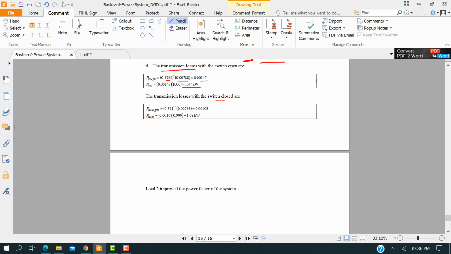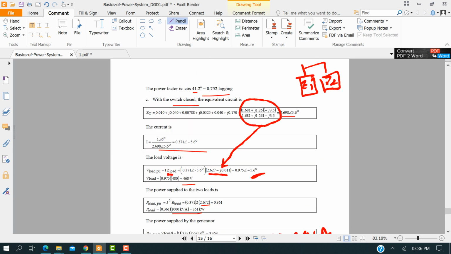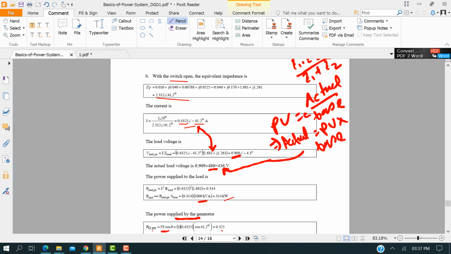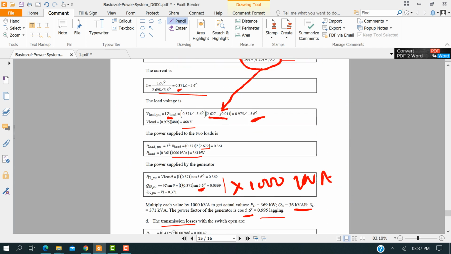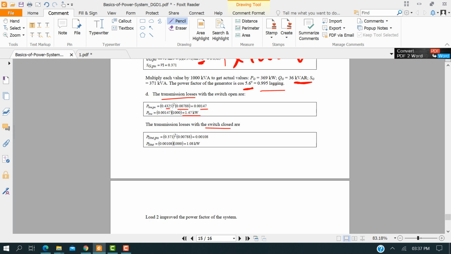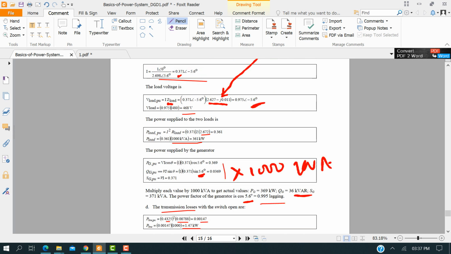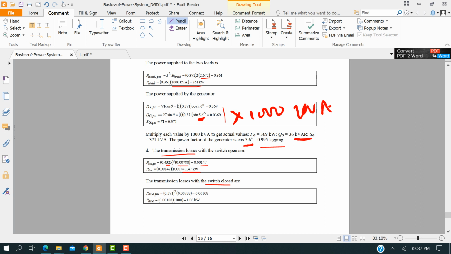And when the switch is closed, then the current value is 0.371, and the transmission line R remains the same. So go down, and this is I square, 0.371, 0.371 is here, and the R value remains the same, I square R, and similarly we will get the answer.